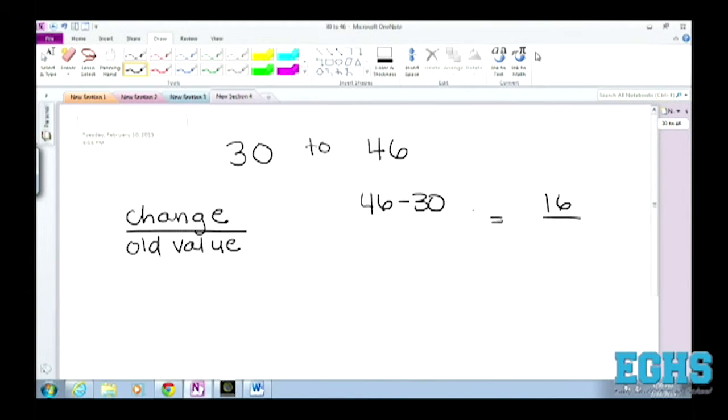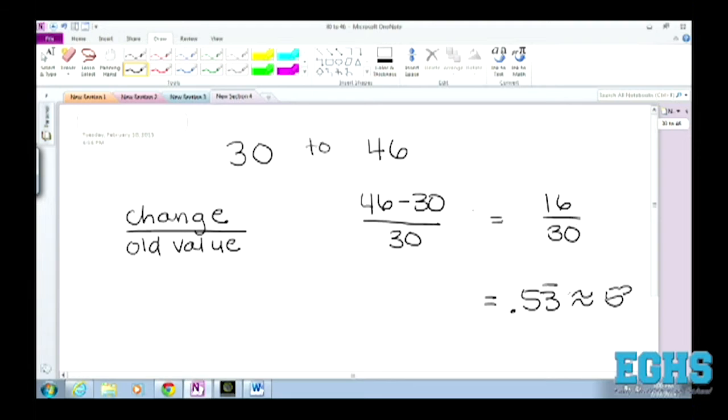Yeah. Okay. That's going to be our numerator. So that means it's changing 16 out of, and we're going to use our old value for the denominator, so 30. So you'd do 16 out of 30, and then you would change that fraction to a percent. To do that, you could just do division. As a decimal, it would be 0.53, and then that 3 is repeating. So it would round to about 53%.